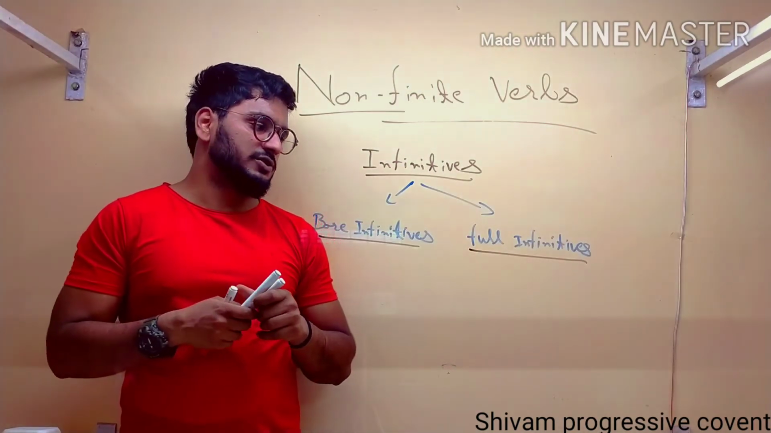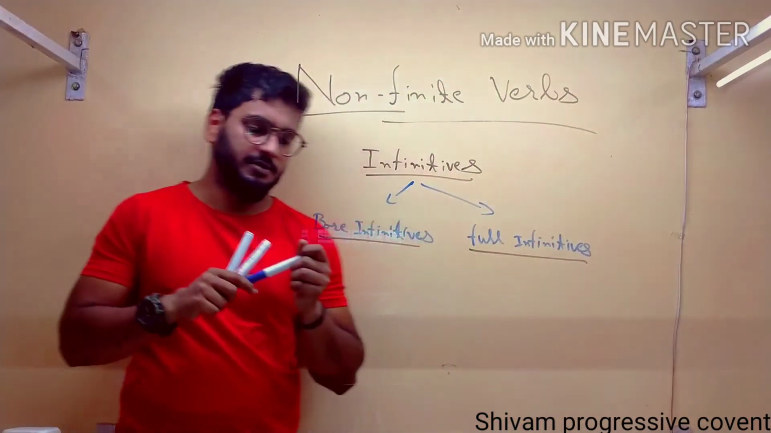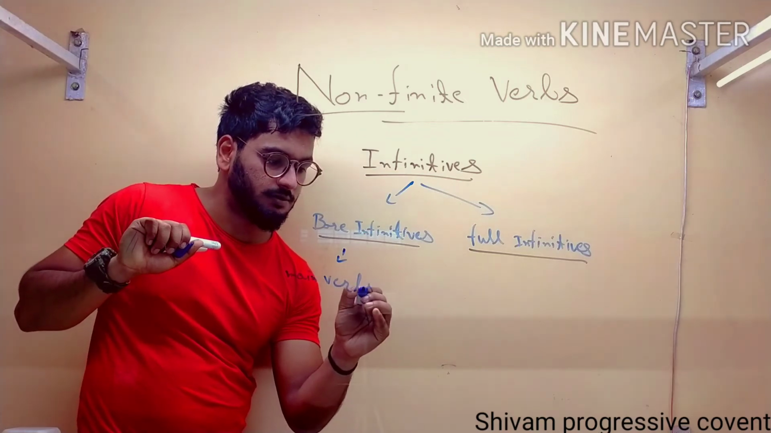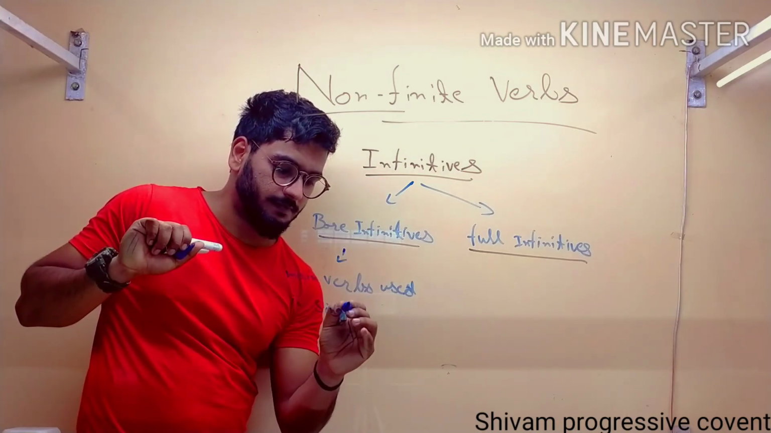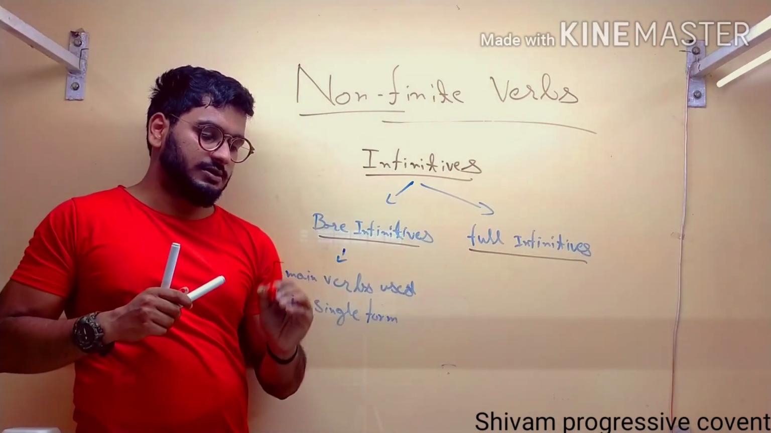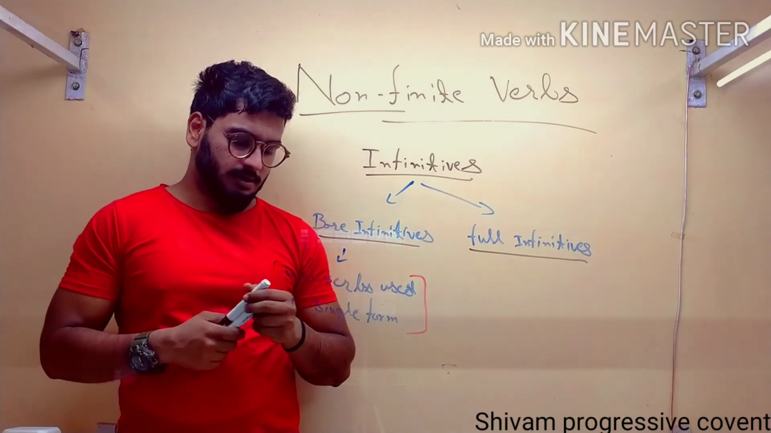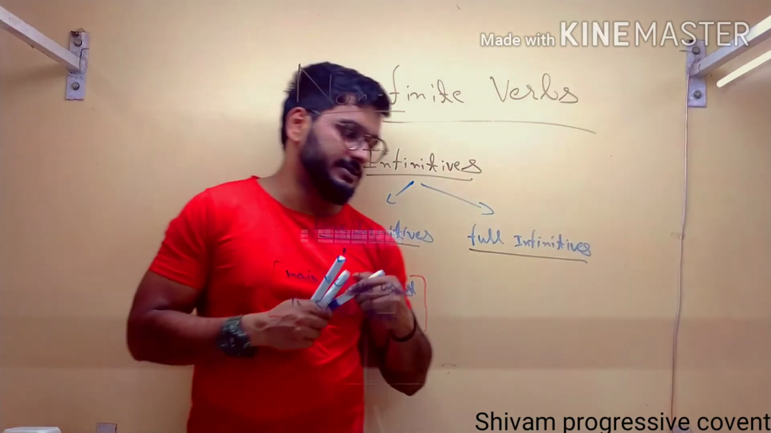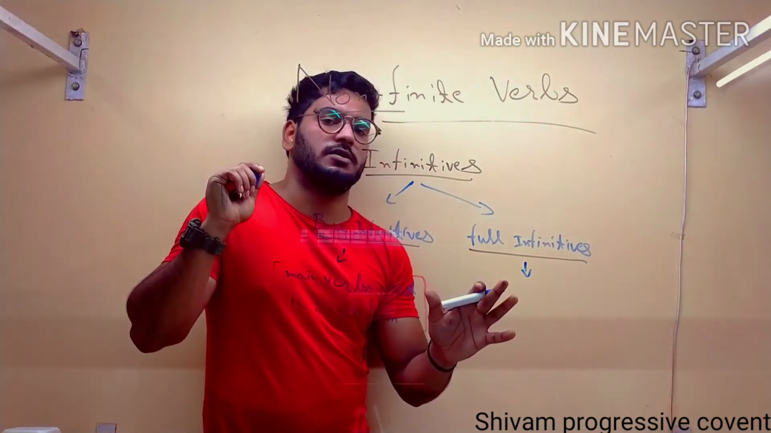So bare infinitives are actually main verbs. Bare infinitives are what? Main verbs used in single form. It is actually main verbs which are used as single form. Single form means only one form. First let me discuss both, then I will give some examples also. Full infinitive is actually different, it is used for different purposes.